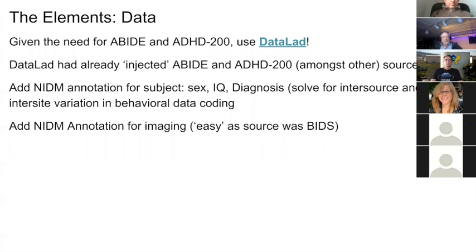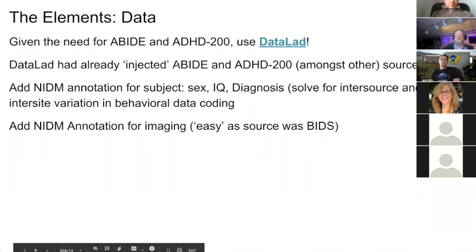So given the need that we've identified that ABIDE and ADHD-200 are the data sources that we're after here, we were fortunate to realize that one of our local resources, DataLad, already knows about these data sources. DataLad gives convenient ways to access the ABIDE and ADHD-200 data. It's not been annotated at this point in time, but at least it had been represented in BIDS format and is easily downloadable.